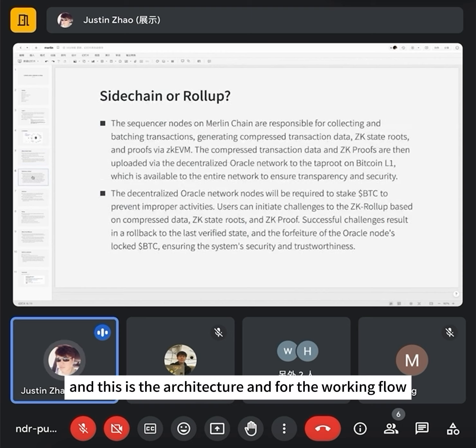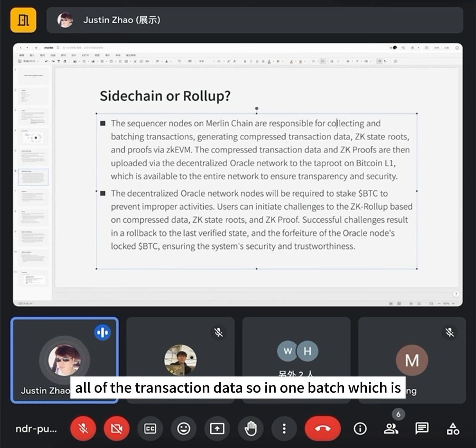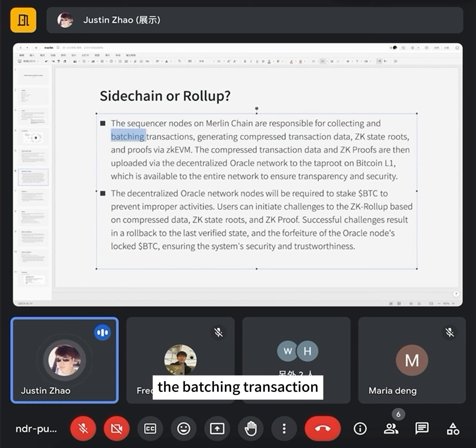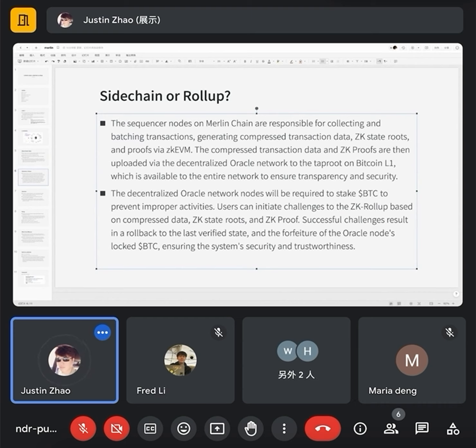And this is the architecture, and for the working flow, let me read this. First, the sequencer nodes collect all of the transaction data and put it in one batch, which means batching transactions. All of the transaction data is compressed and then stored in DAC.